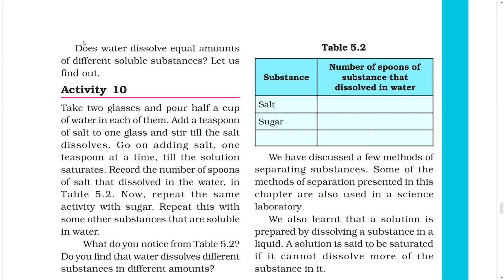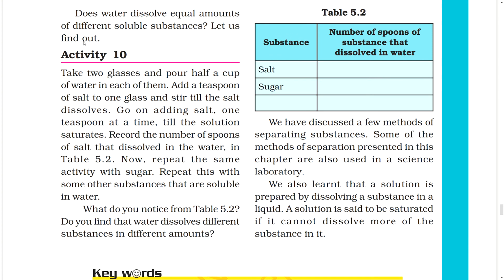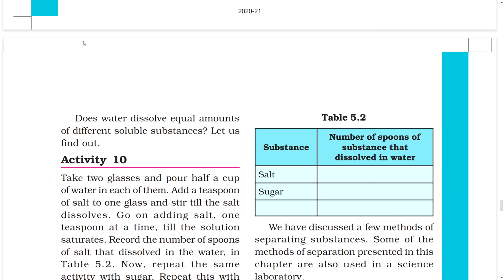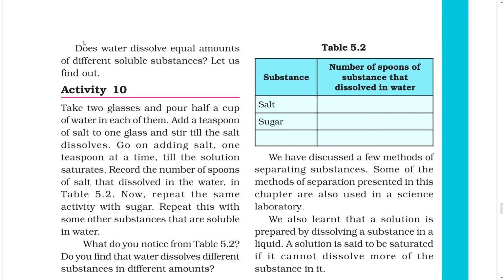Now repeat the same activity with sugar. Repeat this with some other substances that are soluble in water. What do you notice from the table? Do you find that water dissolves different substances in different amounts? Table. Substance, number of spoons of substance that dissolve in water: salt, sugar. Do this and comment on this.